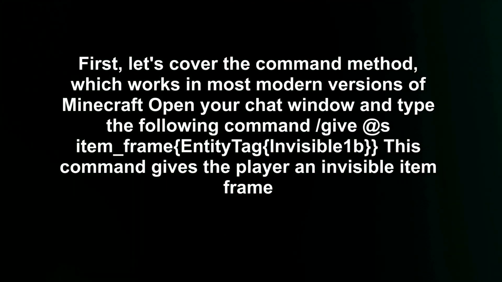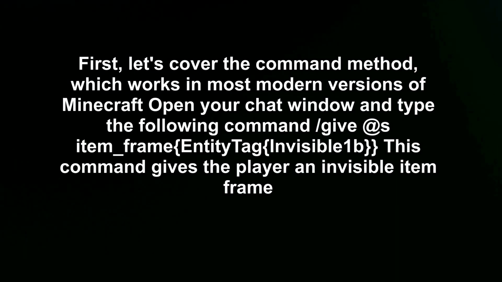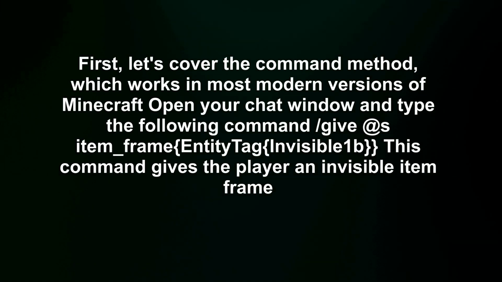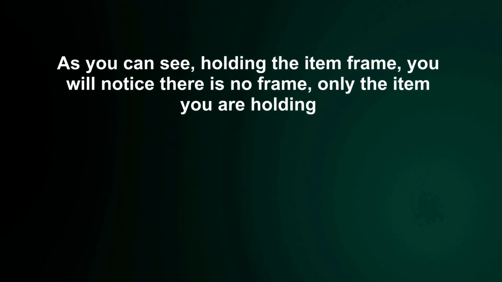Open your chat window and type the following command. Give it s_item_frame entity tag invisible 1b. This command gives the player an invisible item frame. As you can see, holding the item frame, you will notice there is no frame, only the item you are holding. Now, place the invisible item frame on any block.